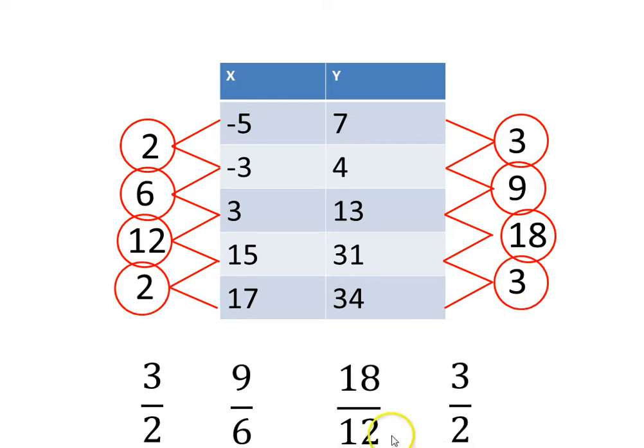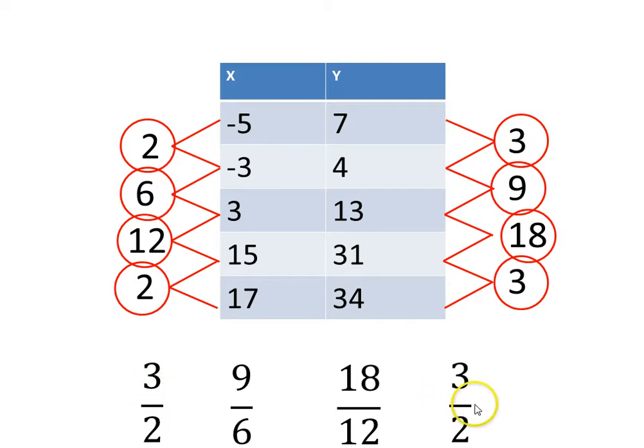What we notice here is that all of these fractions are the same, and they should always be the same. If they're not the same, then this isn't a line. It's not a constant increase or a constant decrease situation. It's just all over the place. So we want all these to be the same, and all these fractions are the same.